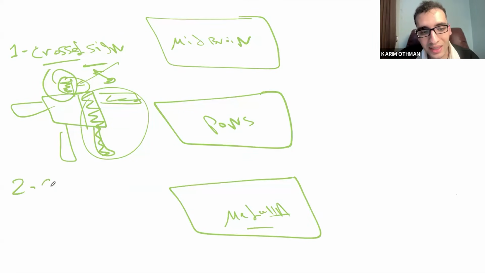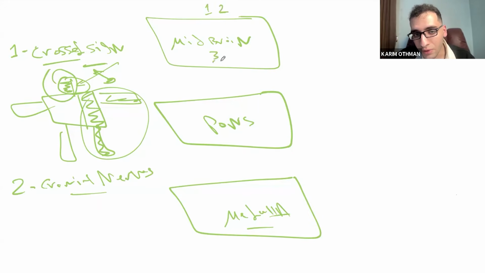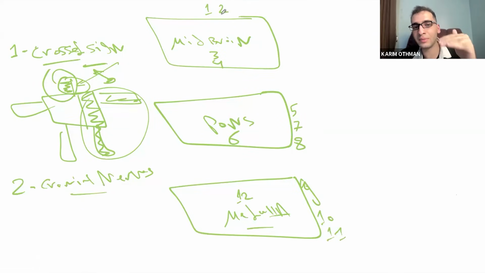The second rule is the cranial nerves. If you literally know the cranial nerves, you can answer the questions. So what are the cranial nerves we have? We have 12 cranial nerves. 1 and 2 are in the brain, 3 and 4 are in the midbrain, 5, 6, 7, 8 are in the pons, and then 9, 10, 11, 12 are in the medulla. So the first 4 are in the brain and the midbrain, the second 4 are in the pons, and the last 4 are in the medulla.